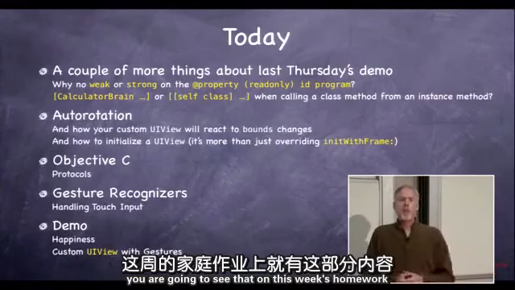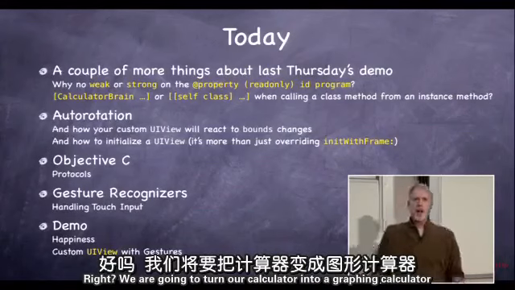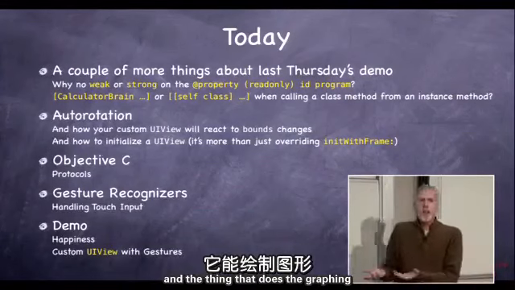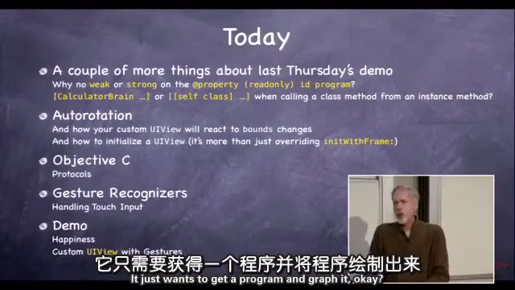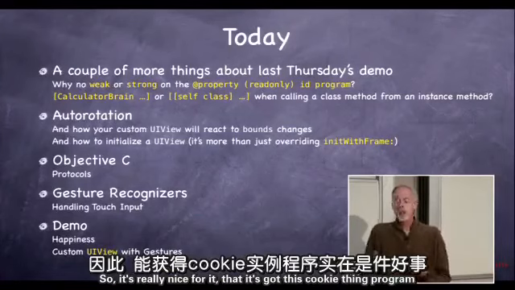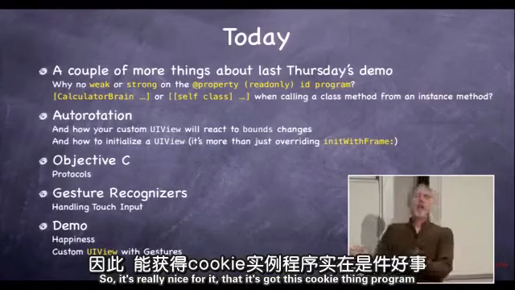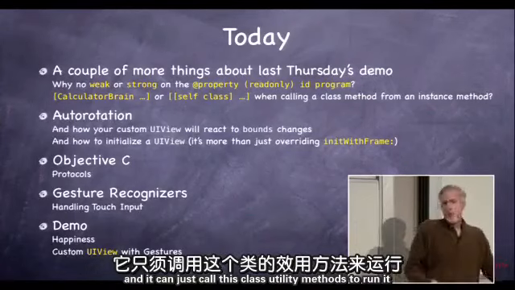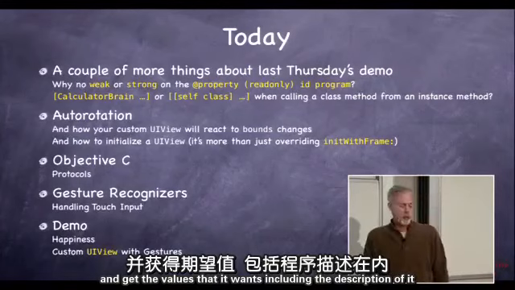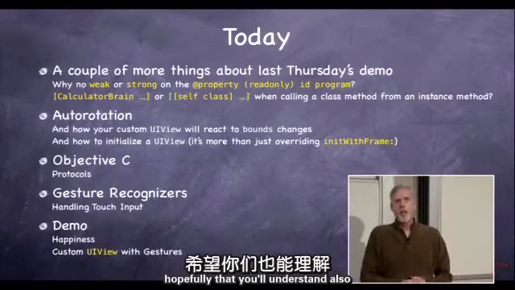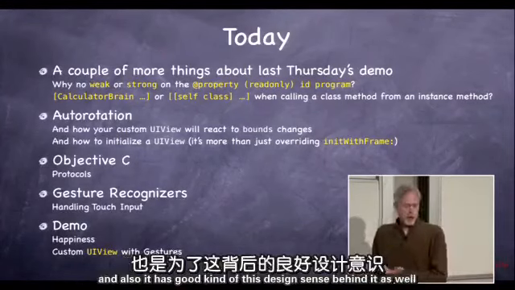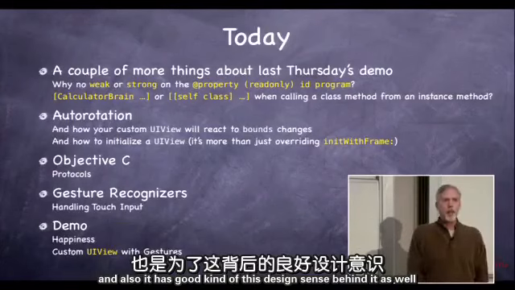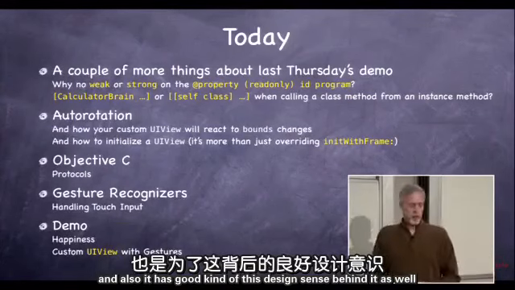And in fact, you're going to see that with this week's homework, right? We're going to turn our calculator into a graphing calculator. And the thing that does the graphing, it doesn't need a calculator brain and all. It's not pushing operands or variables or anything like that. It just wants to get a program and graph it, okay? So it's really nice for it that it's got this cookie thing, program, and it can just call these class utility methods to run it and get the values that it wants, including the description of it. So that's the rationale behind that. Hopefully that's understandable. So it's both pedagogical, trying to teach you about those new concepts, and also it has good kind of just design sense behind it as well.